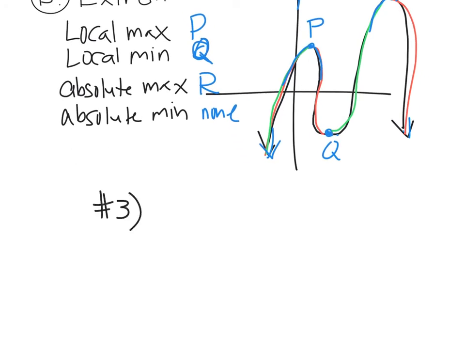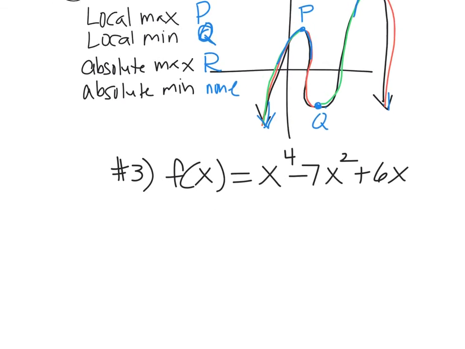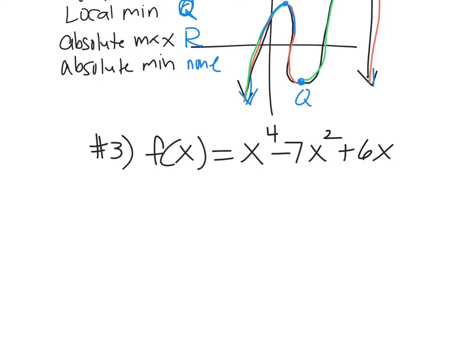Number 3, let's go ahead and graph this on our calculator and find any maximum or minimums. F of x equals x to the 4th minus 7x squared plus 6x. We're going to find the max and mins. We're not doing increasing or decreasing for this one. I mean, you could, but we're just going to find the max and mins. Okay, so go to your calculator. x to the 4th minus 7x squared plus 6x. Ooh, this one has some interesting stuff.